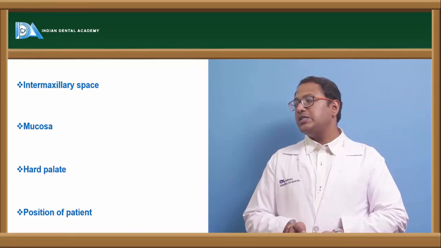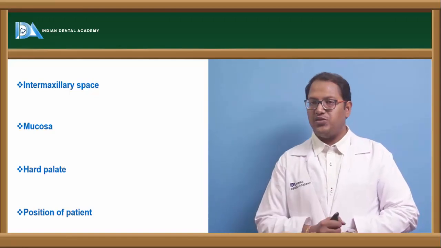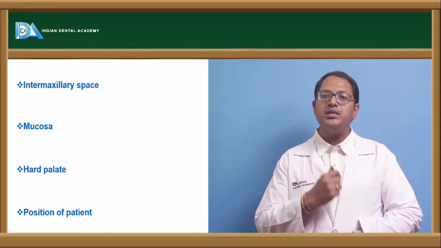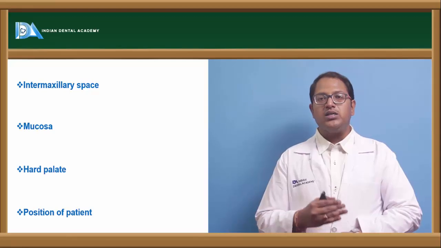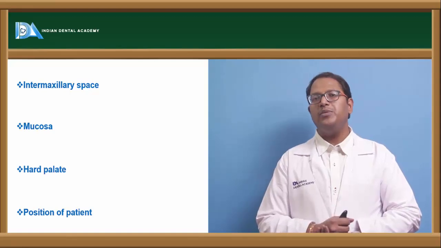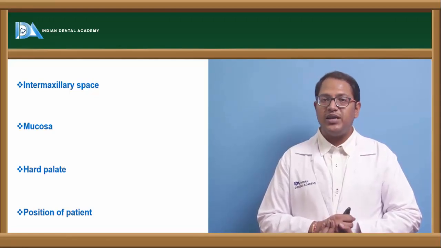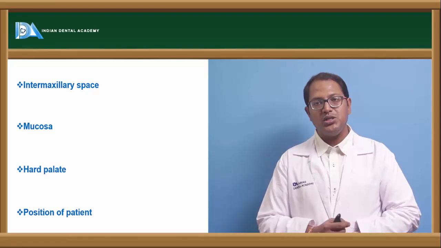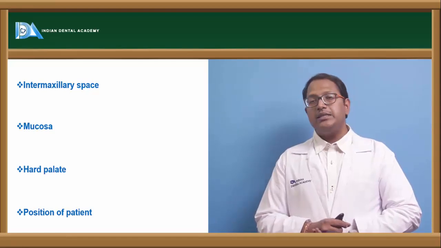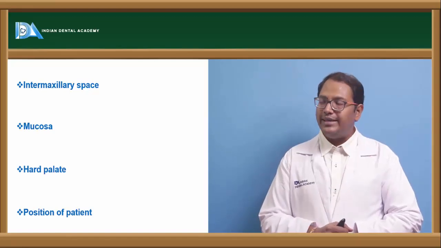Next is intermaxillary space. Intermaxillary space is the space between the maxilla and the mandible. So what is the ideal space? A 20 mm space between the two incisors is the ideal amount of space. Anything less than that will be less, anything more than that will be excessive. What will happen if we have less intermaxillary space? The teeth that we give in the complete dentures will be smaller in size, and we will have less space to manipulate. Whereas if the intermaxillary space is more, then we have to give bigger teeth, and that will cause instability to the denture.